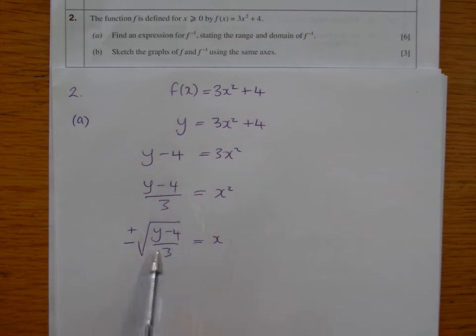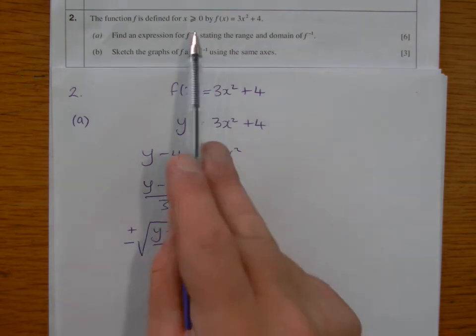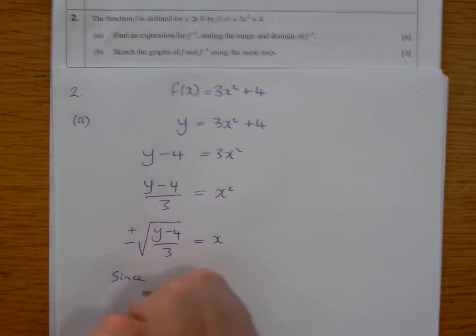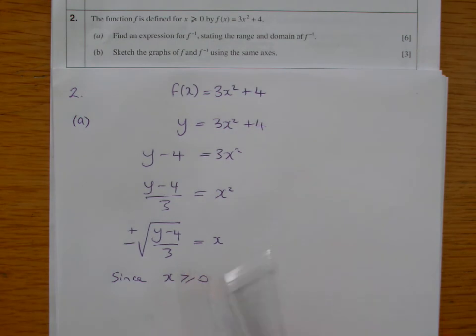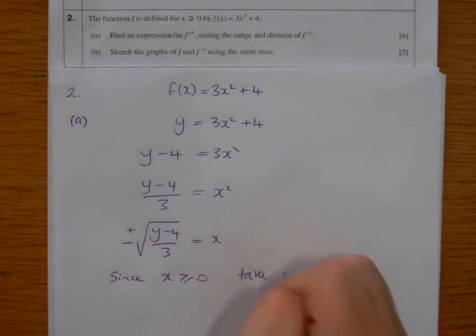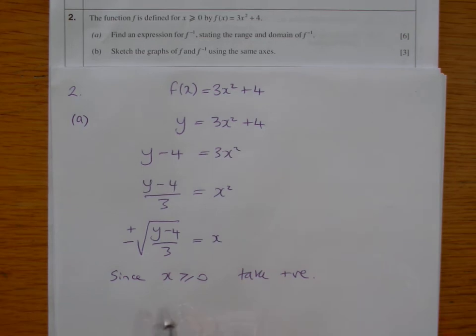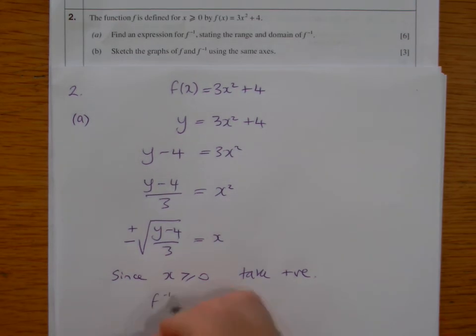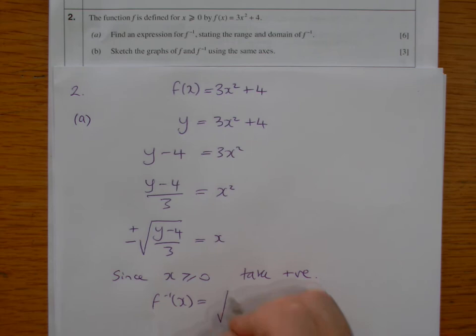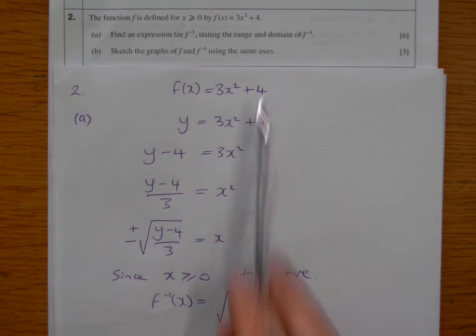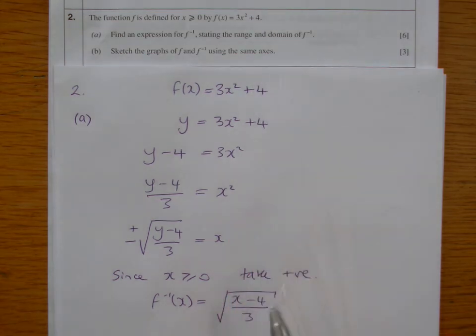Now, we've got to decide which one to take. But if you look at the domain here, it's quite clear, isn't it? The domain here has x being positive. So we say, look, since the domain there, x is greater than or equal to 0, we'll take the positive root. So therefore, when we do our f inverse, f to the minus 1 of x, it'll be obviously in terms of x, but we'll take the positive root. So we don't need to worry about the negative, and we have that there. So it then says state the range and domain of f to the minus 1.